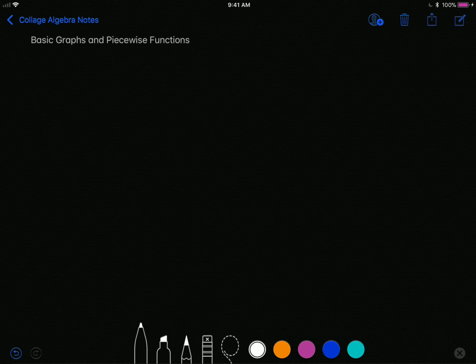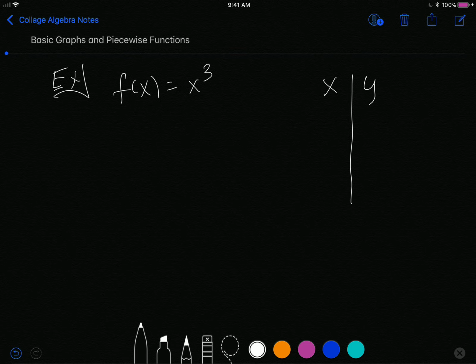So for example, one of the most basic graphs right here is your f of x equals x cubed graph. To graph this function, I will make a table of values, x and y, and I will go -2, -1, 0, 1, 2. X is an independent variable. The more values you have, the better picture of the graph you get. When I plug in -2, I get -8, -1, 0, 1, and 8.